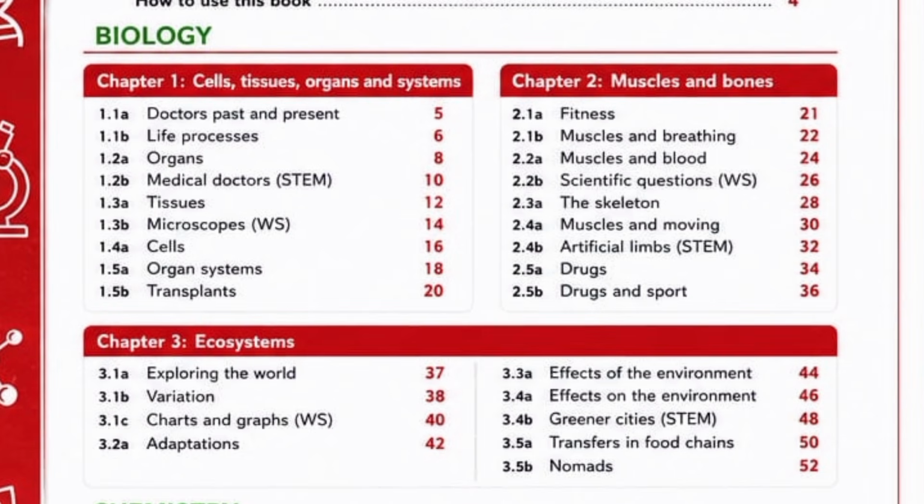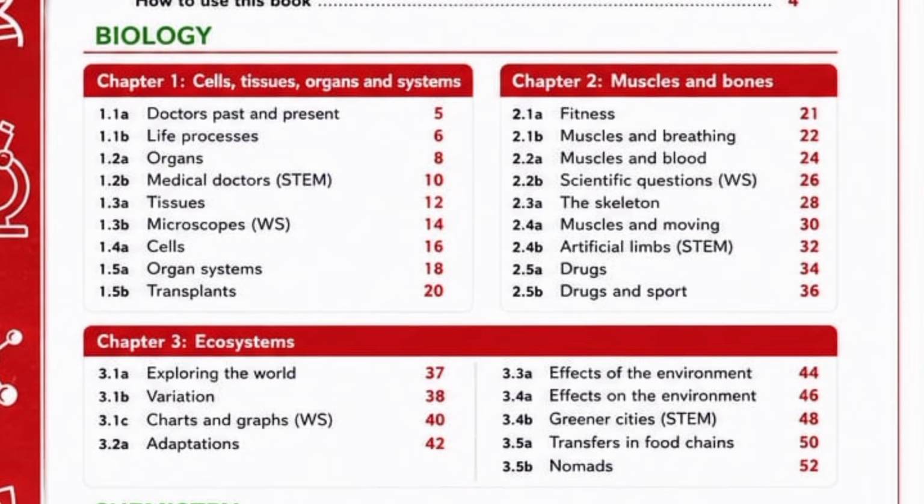This chapter introduces the organization of the human body, starting with cells and tissues and moving towards organs and organ systems. It also introduces life processes, microscopes, medical doctors, and organ transplants.